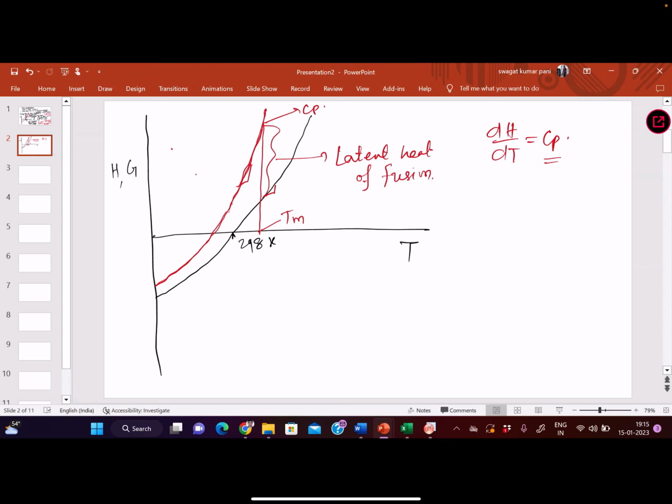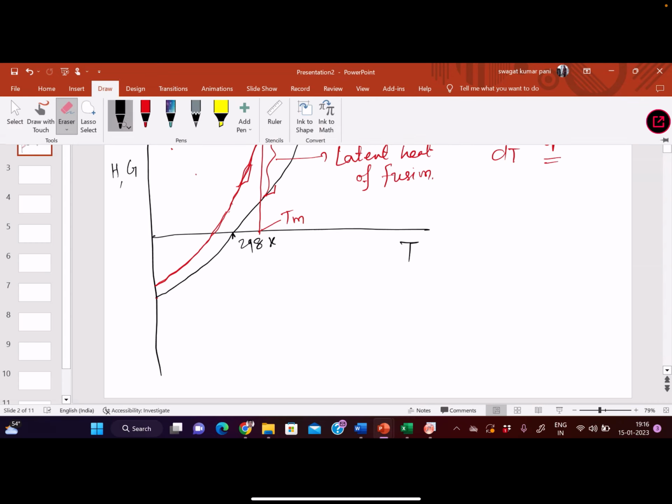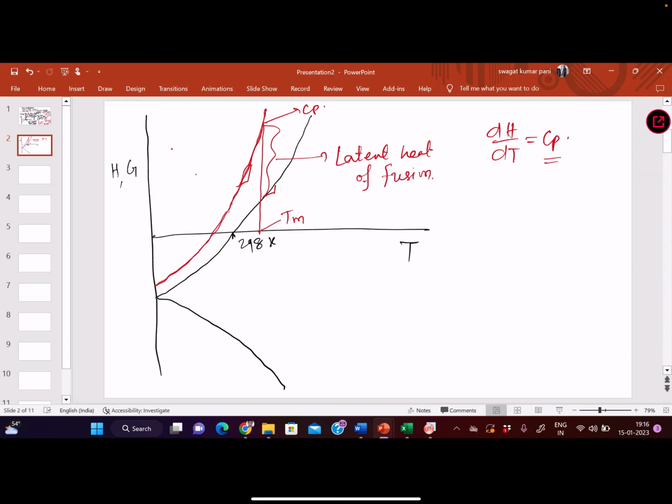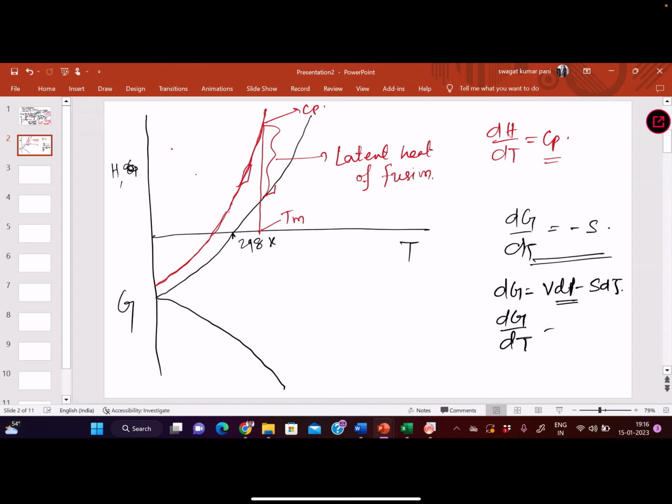So if you consider G, what will be that? Variation of G with T, we know which kind of curve. It is something like this. This is the variation of G with temperature. And what is the slope of this? dG by dT, we know, is minus S. Where did this come from? We know dG equals, by Maxwell's relation, V dP minus S dT. So at constant pressure, which we consider 1 atmosphere, dG by dT equals minus S. So this slope is minus S.